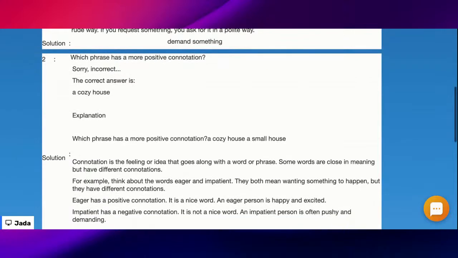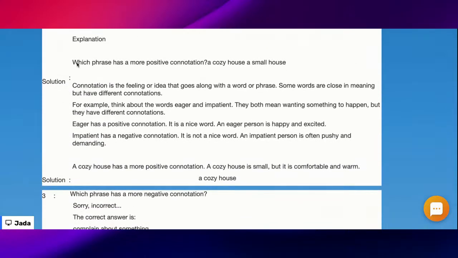Okay, so let's move on to the connotations. Connotation is the feeling or idea that goes along with a word or phrase. Some words are close in meaning but have different connotations. Okay, guys, let's take note. Connotation is the feeling or idea that goes along with a word or a phrase. Now, some words are close in meaning but have different connotations.